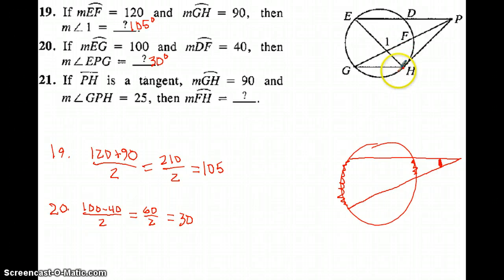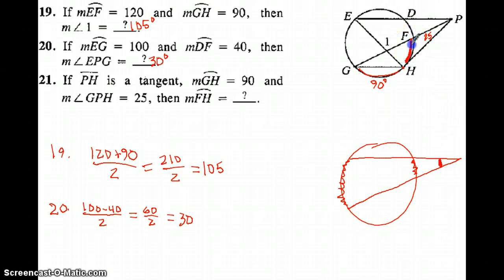All right, the measure of arc GH is 90. This is a 90-degree arc here. And GPH is 25. Right in here is supposed to be 25. Then what's the measure of arc FH?